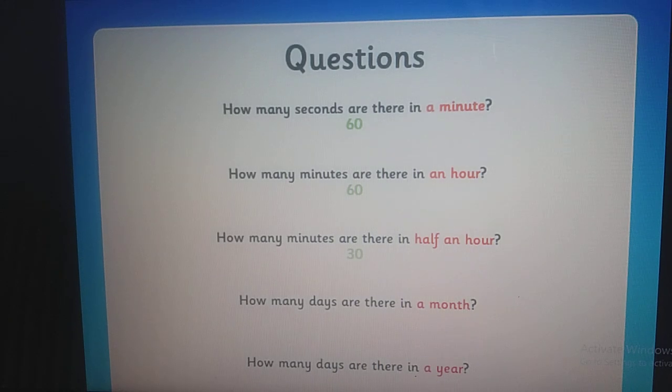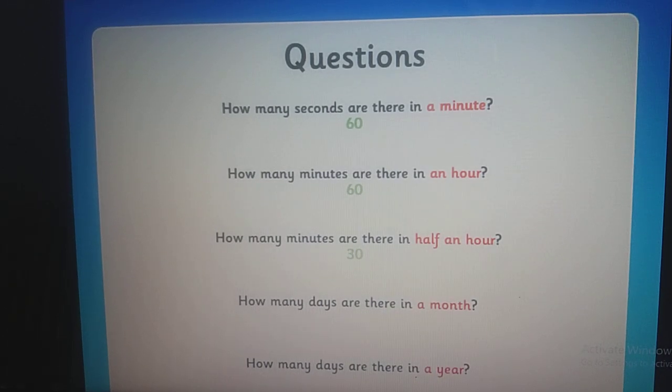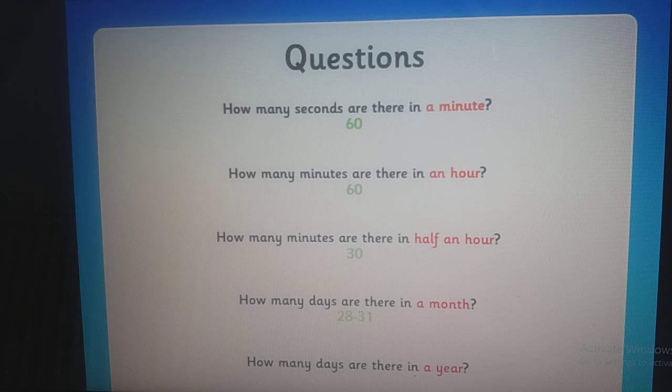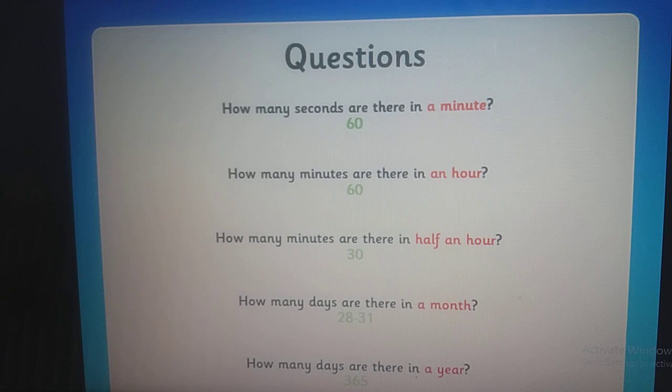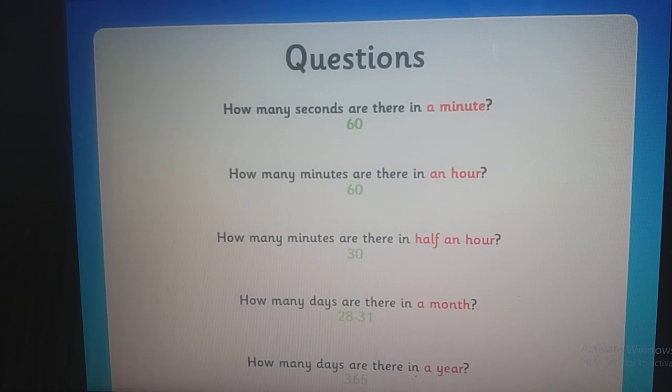How many days are there in a month? Few months have 29, just one month has 28, and few have 30, and few have 31. So we can say that it is 28 to 31. How many days are there in a year? 365 days in a year.